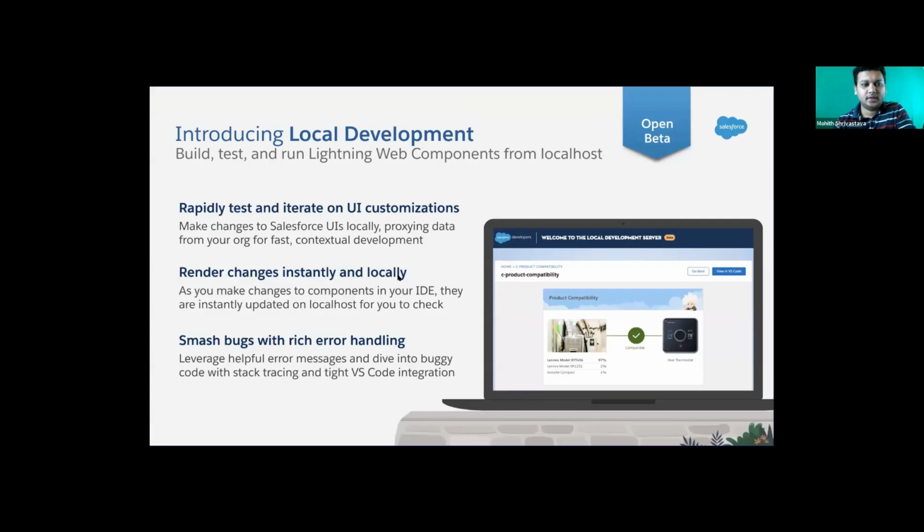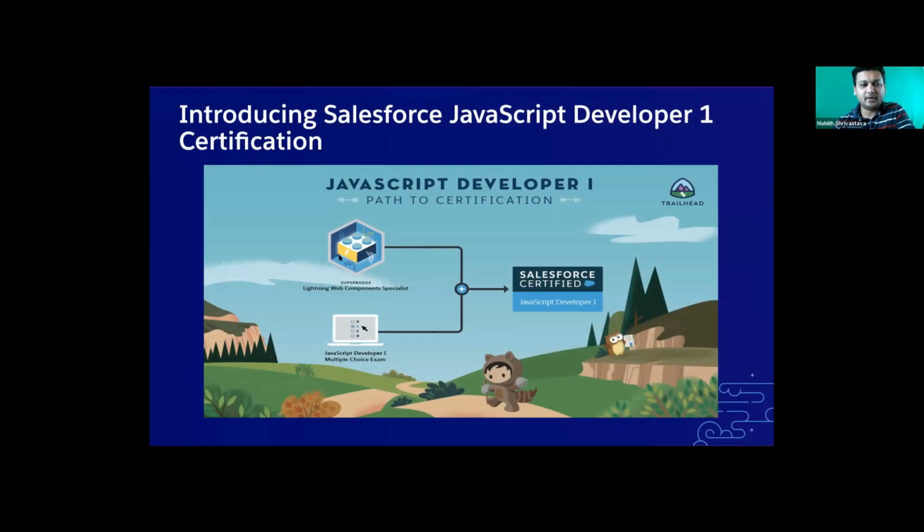All right. So I thought I'll spend some time on the JavaScript developer certification. This is one of the things that got announced in TrailblazerDX, and immediately after that, I went through the same path that our partners and our customers go through. So I had to complete a super badge for that, and there are some prerequisites to even become eligible for the Lightning Web Component super badge. And then you have to complete a multiple choice JavaScript Developer 1 exam.